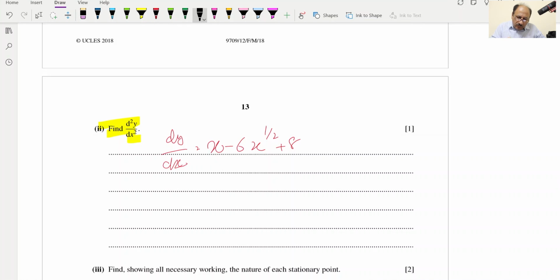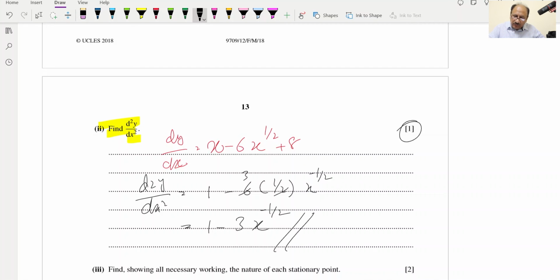Now d2y over dx squared will be equal to the derivative of x, which is 1, minus 6 as it is, and the power will be pulled first, so x raised to minus 1 by 2, because 1 by 2 minus 1 will be minus 1 by 2, and the derivative of 8 will be 0. So we can write 1 minus 3 into x raised to the power minus 1 by 2, since 6 times 1 by 2 gives 3. This will be the final second order derivative for 1 mark.